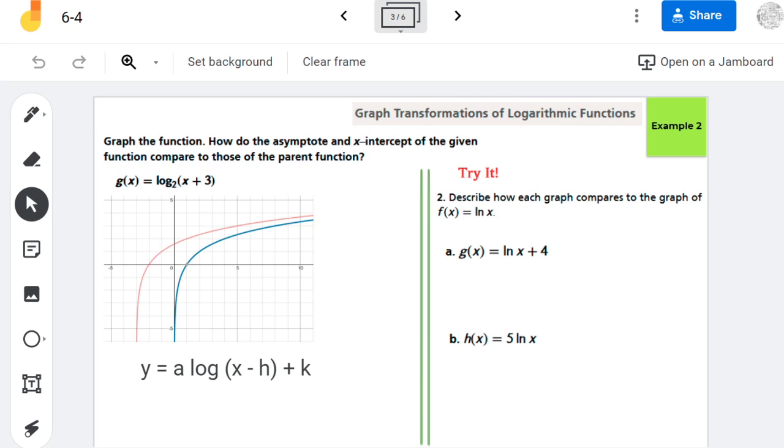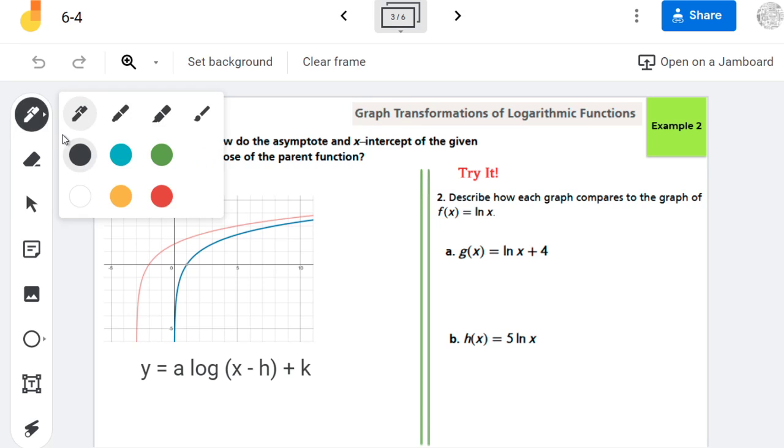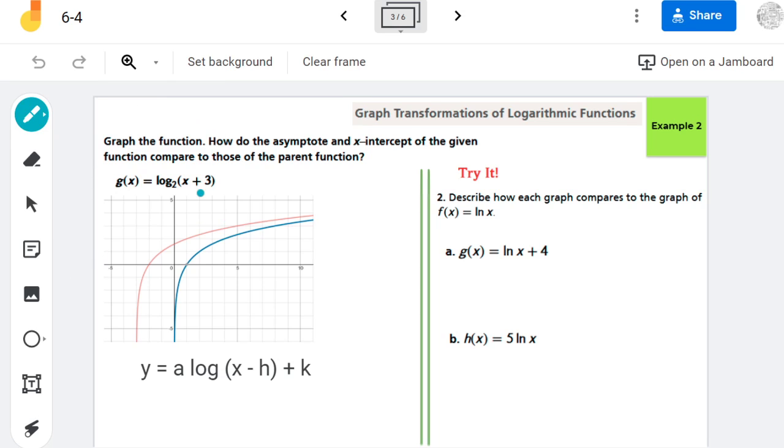So let's talk about transformations first. If you follow me, you guys have heard me talk about transformations quite a few times. Transformations for logarithms are the exact same thing. So you see an A, an H, and a K. Your A is a vertical change, right? Because it's outside of the grouping symbol, which in this case is the logarithm.